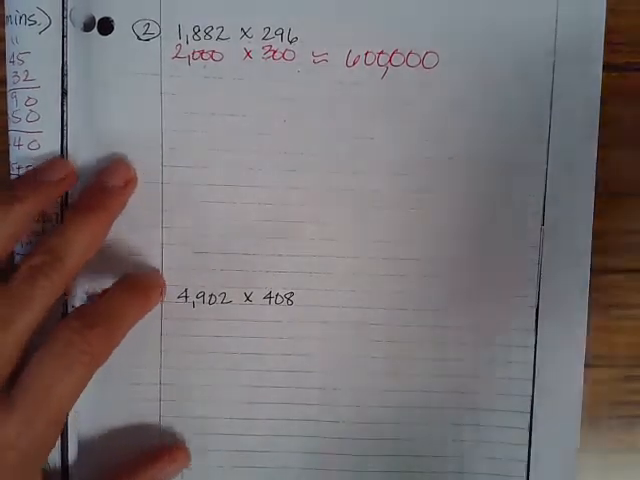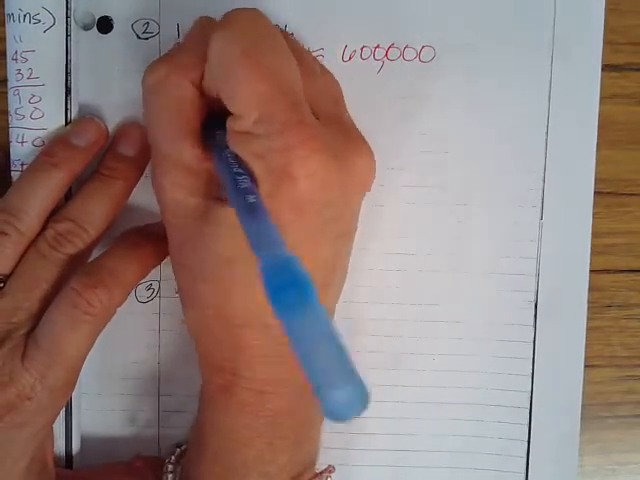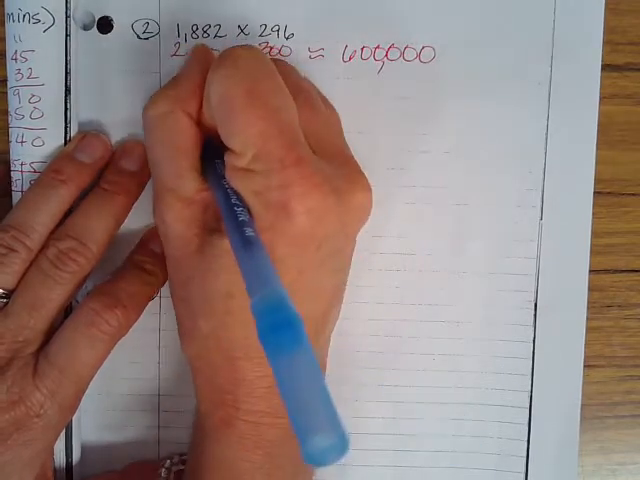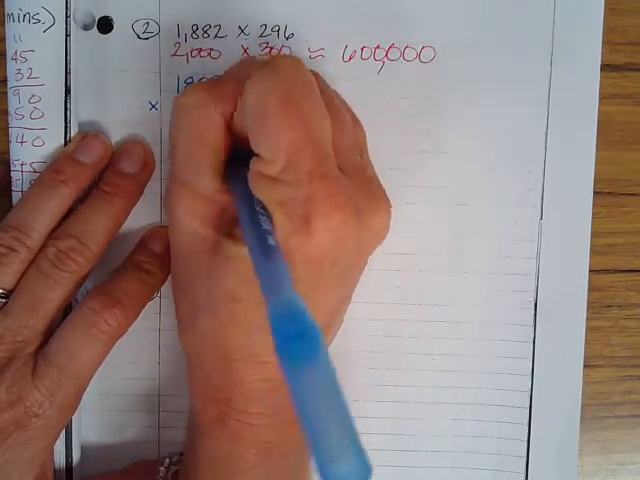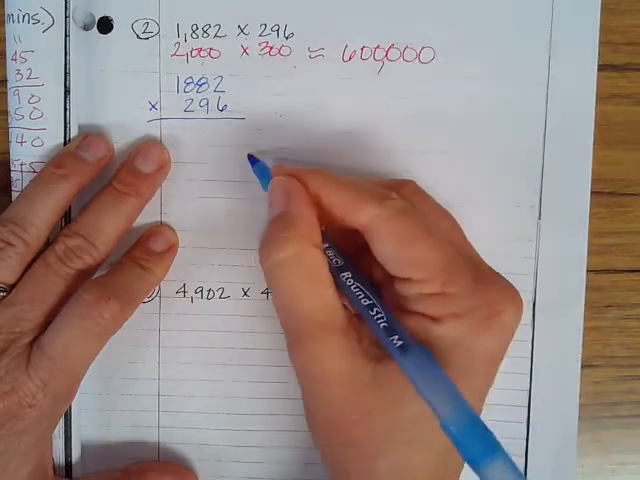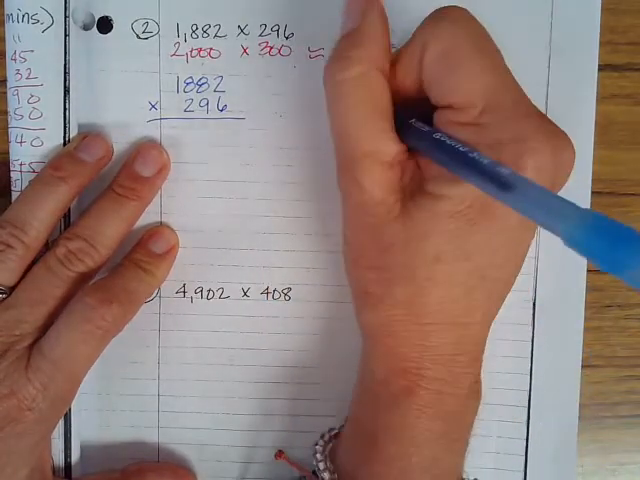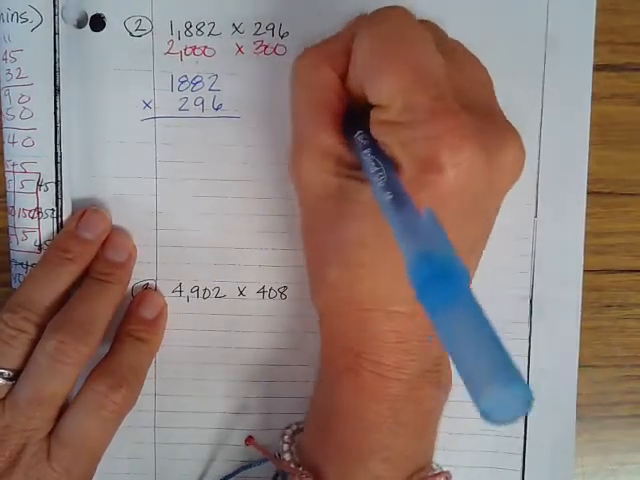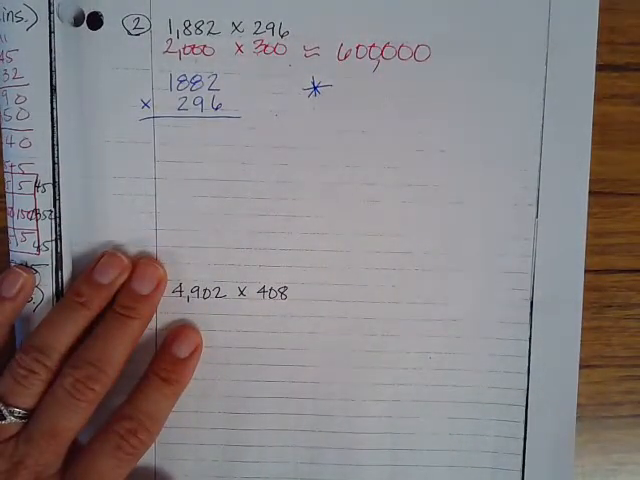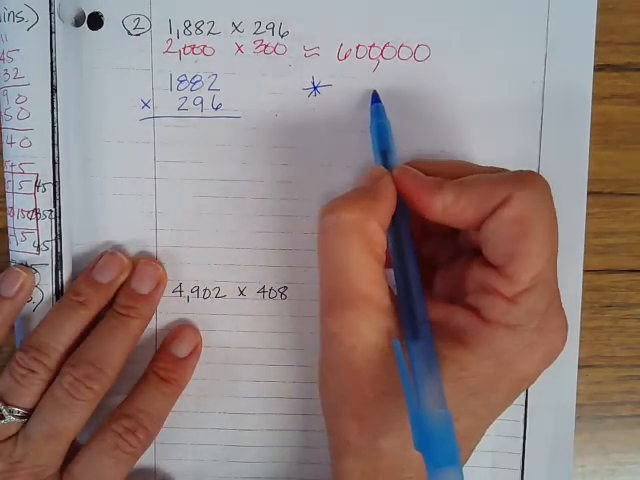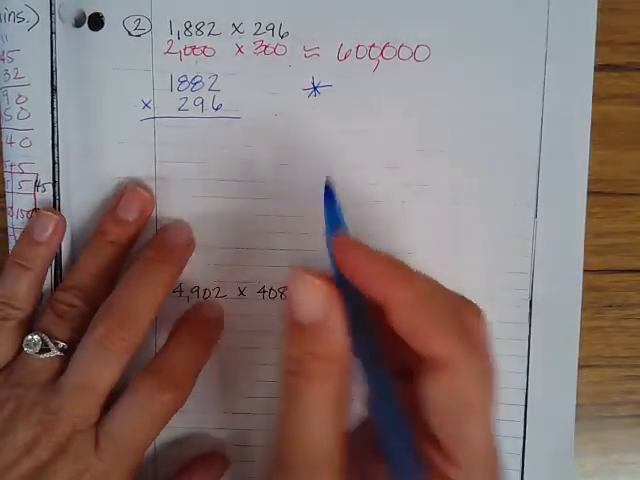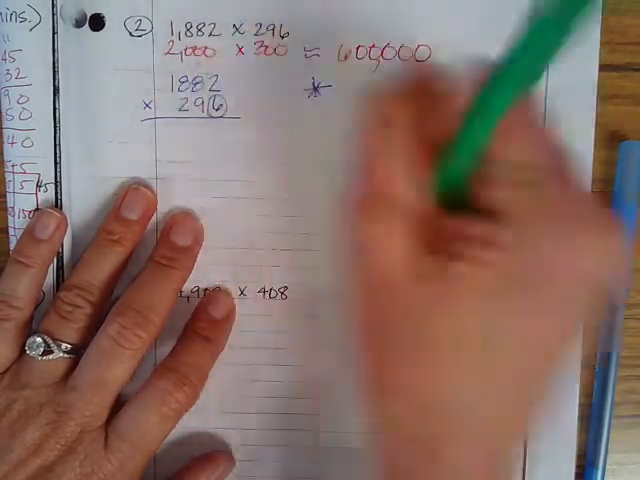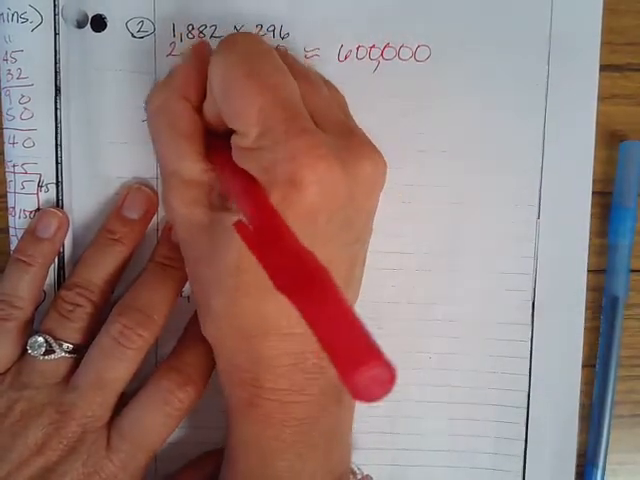Now, let's go through and do the actual standard algorithm to see if it's going to be less than or greater than. And then over to the side, you are going to write it down. Okay, so let's go through it. Can you guys do the standard algorithm without me, or do you need me to do the standard algorithm for you?